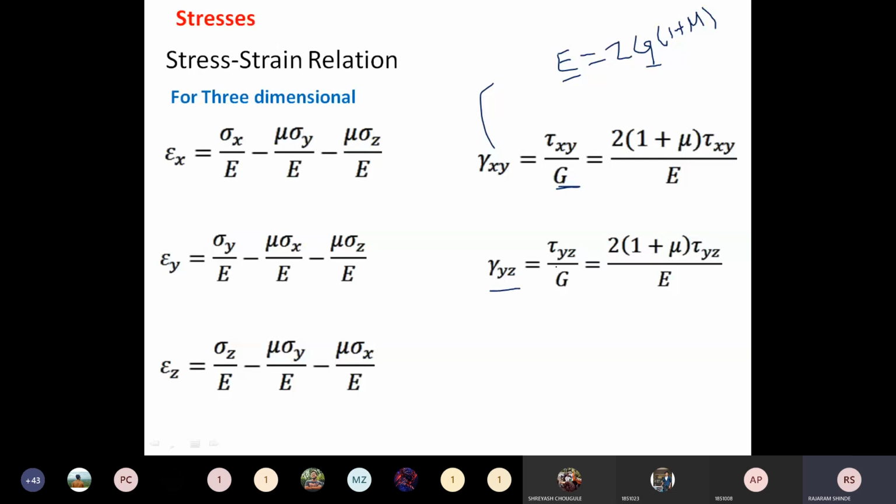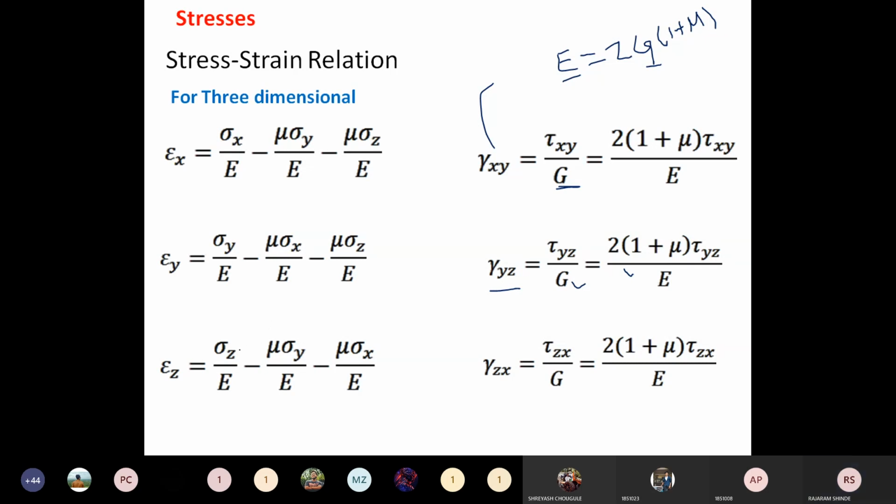Now next is gamma yz. Gamma yz is the shear stress in the yz direction divided by modulus of rigidity, and again I have replaced G by this relation. And gamma zx, or xz, is tau zx divided by G, that is 2 into 1 plus mu upon E. I think all these 6 equations you have studied in second year, in strength of materials.